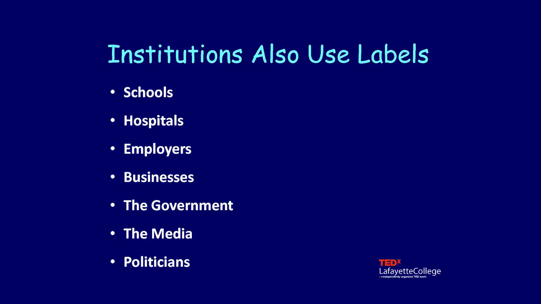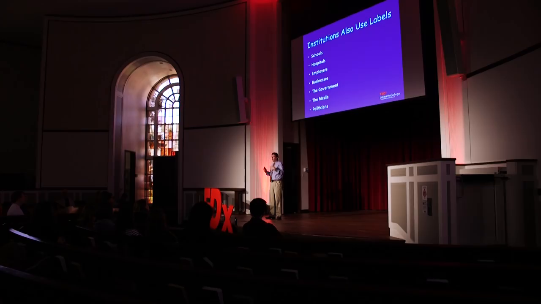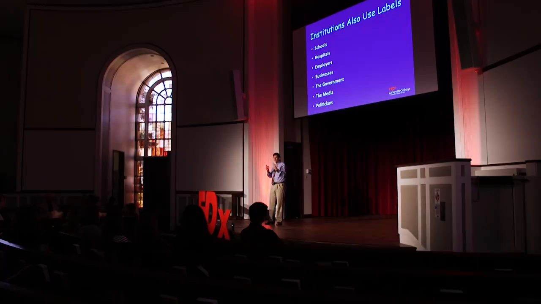Unfortunately, so are institutions. I've listed some of the institutions up here. Schools, hospitals, employers, businesses, the government, media, politicians. They're all really, really good at using labels. Think of the labels they put on us. They label us by our gender, by our age, by our country of origin, by our race, by our ethnicity, by our religion, by all sorts of things. And so they treat us this way and categorize us and put us into groups.